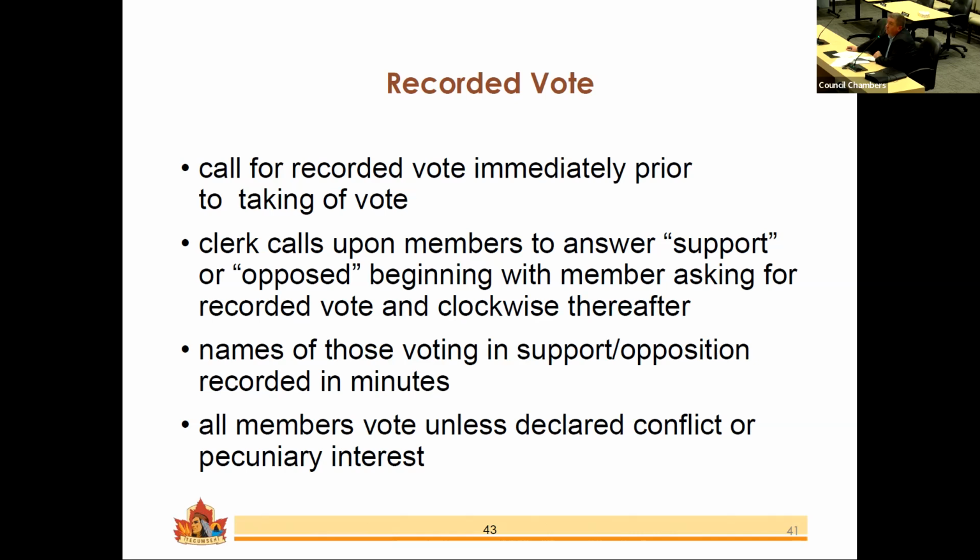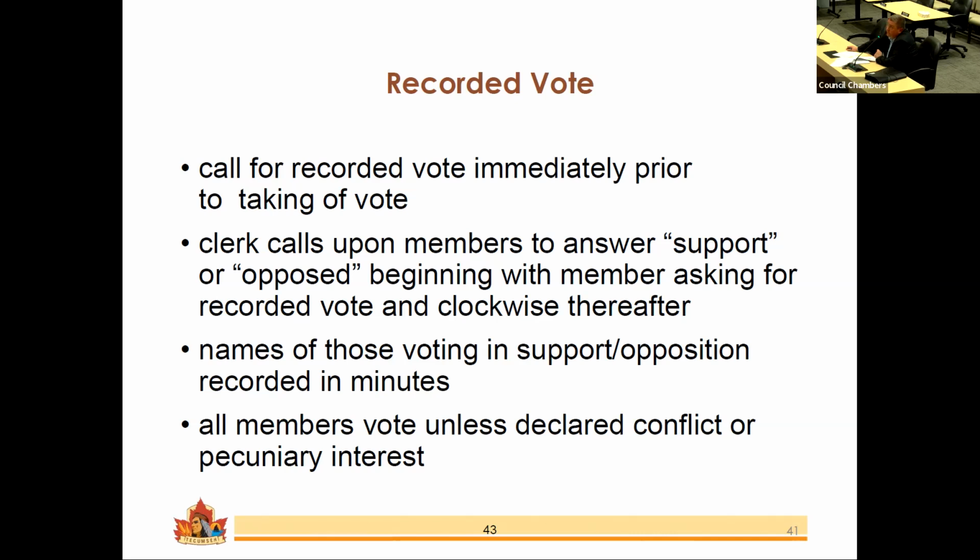A recorded vote is when a member, immediately prior to the taking of that vote, calls for it. The clerk will do a roll call and ask each member to answer whether they support or oppose the motion that's on the floor, usually beginning with the member who asked for the recorded vote, and then following an order from there.